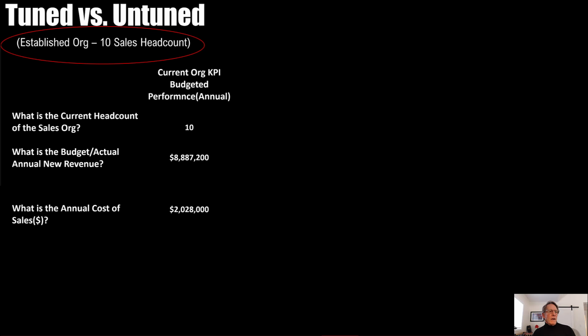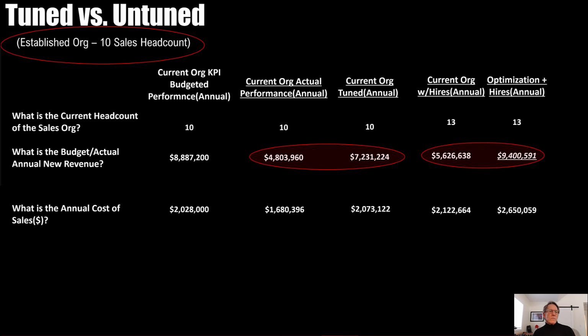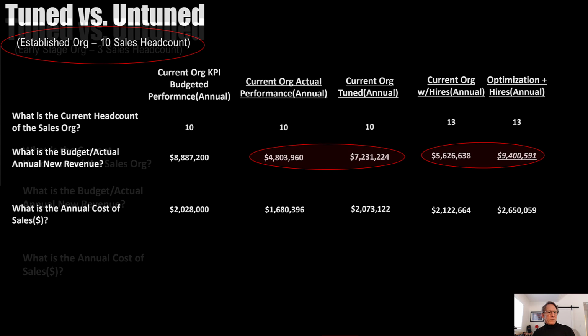This is the KPI on a 10 headcount company. Here's their actual performance. If we were to optimize this organization and reduce those friction points, instead of 4.8, they'll do 7.2. Now, what if they were to hire 3 people? Well, if they hire 3 people into the business without eliminating the friction points, those 13 people will generate $5.6 million. However, eliminating the friction points, reducing them, is a $9.4 million business with 13 people.